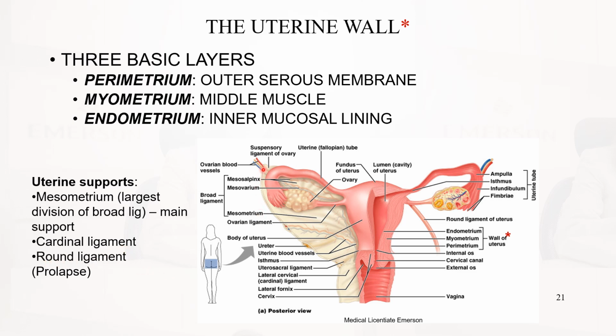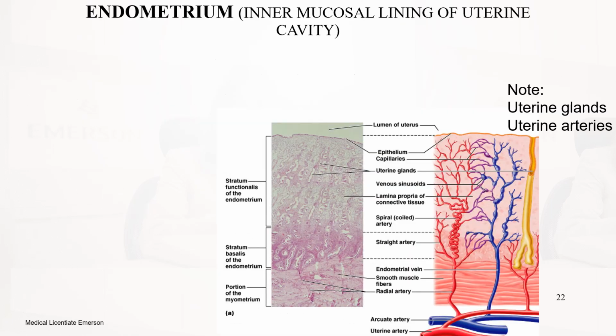So the broad ligament is this one. You have the ovarian ligament here. Then we have the cardinal ligament here. Okay, these are some of the things. Then the round ligament is this side. That's the round ligament. Okay.